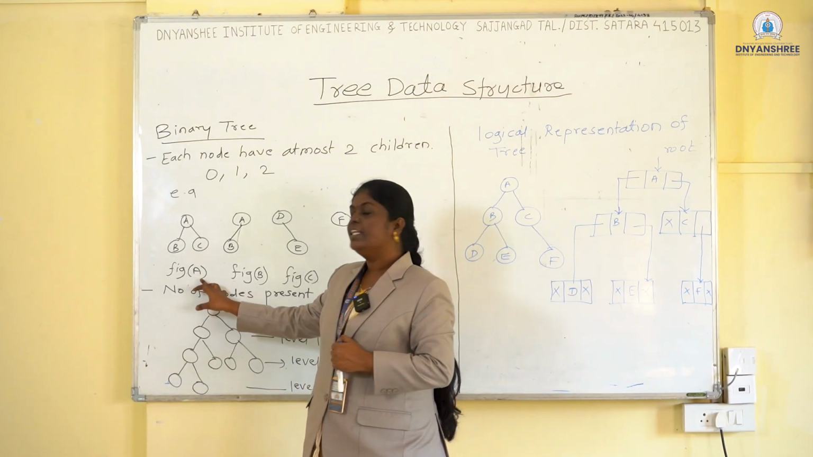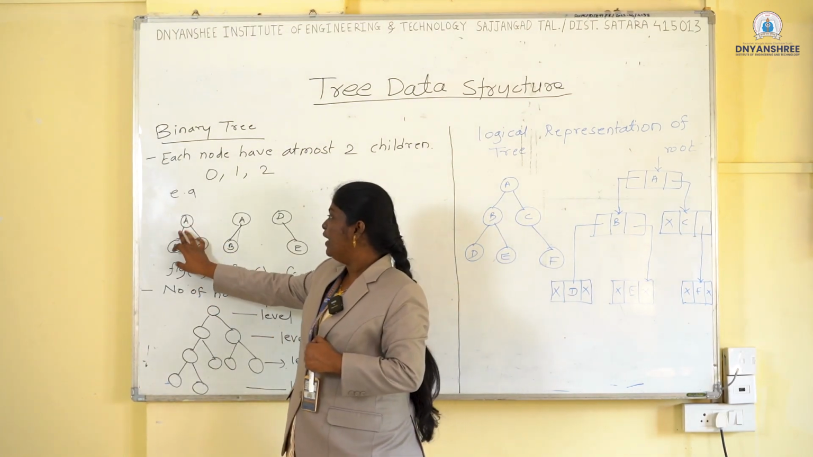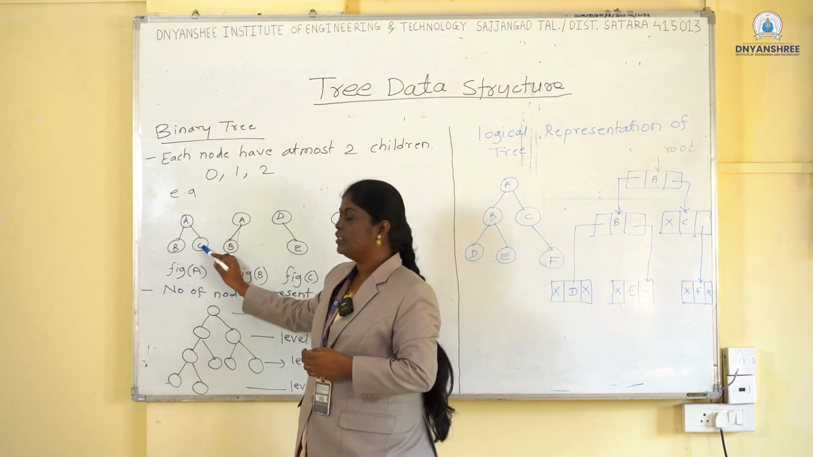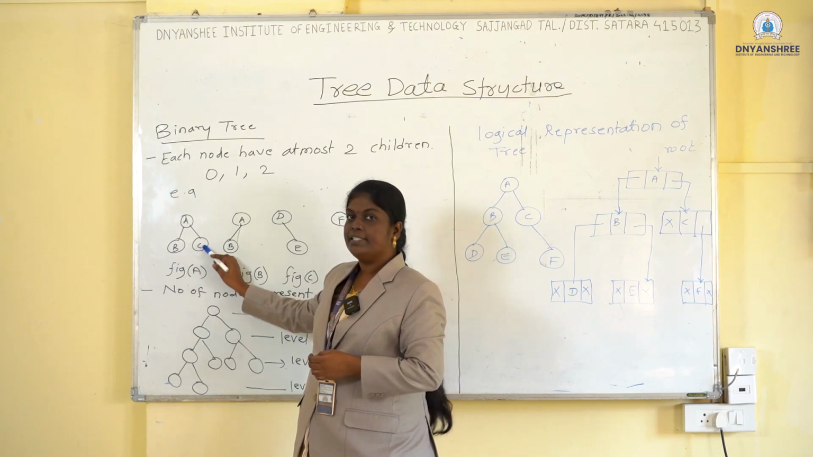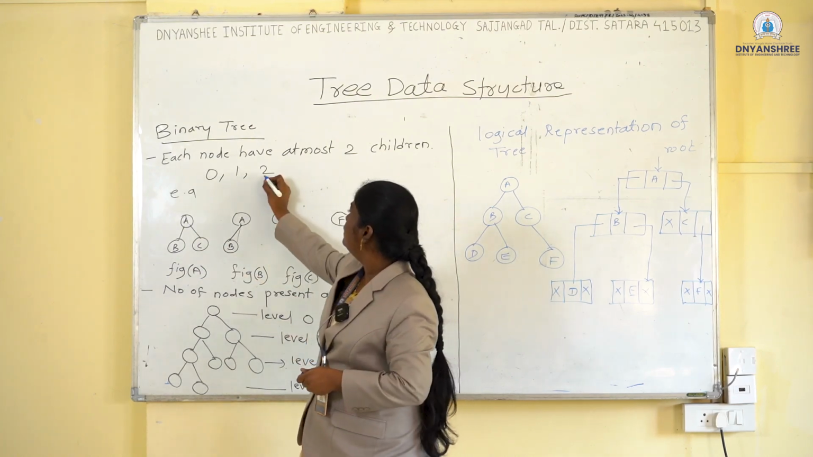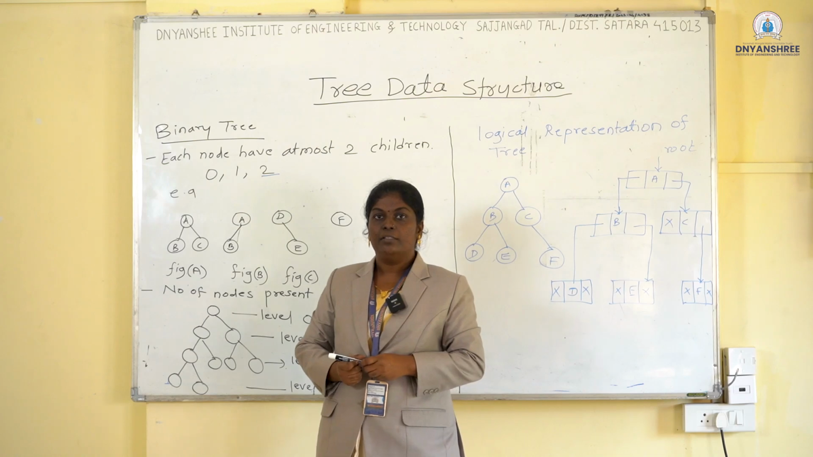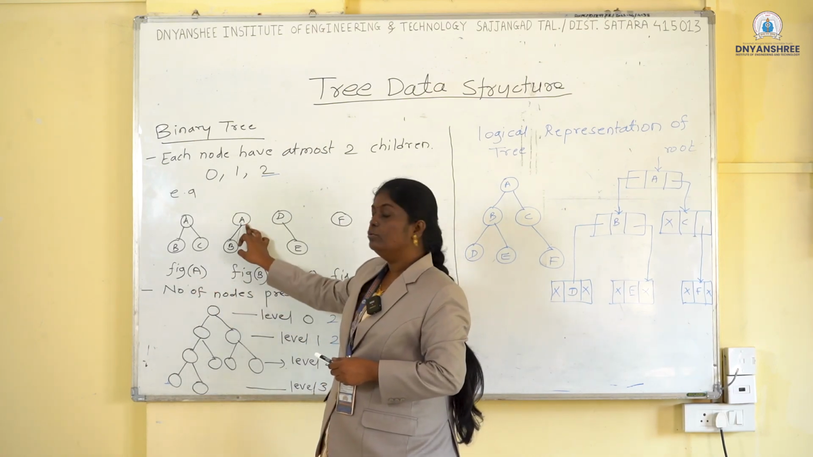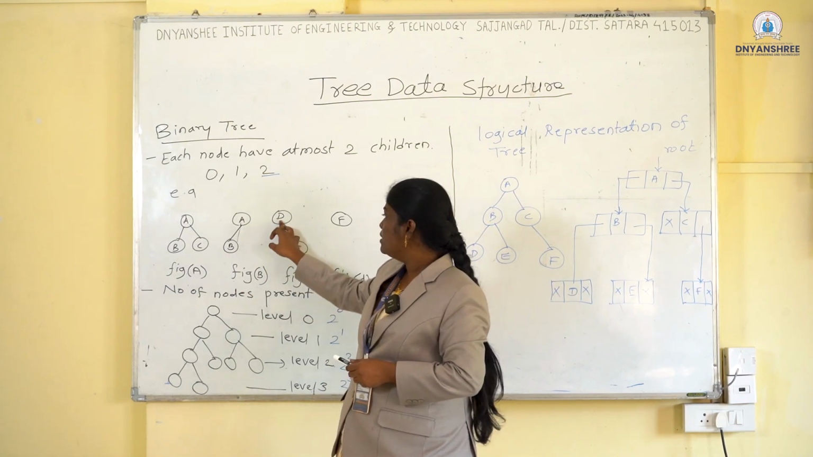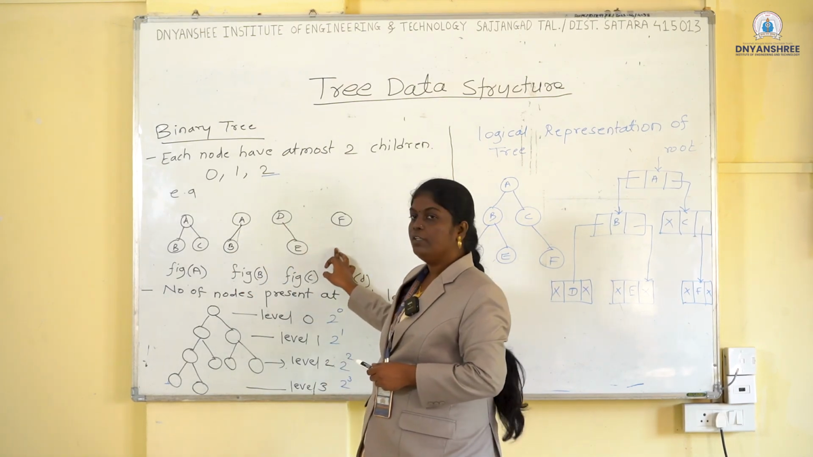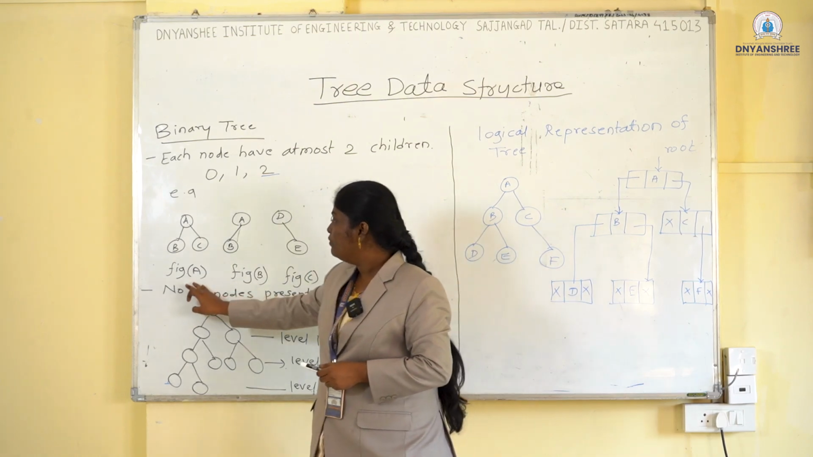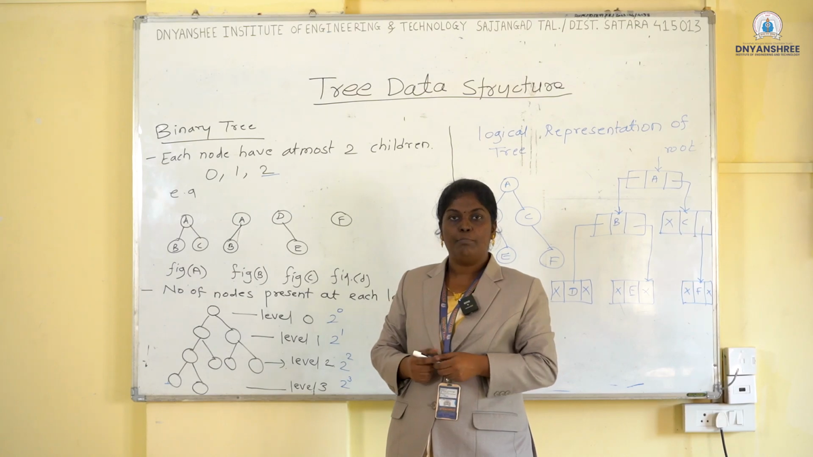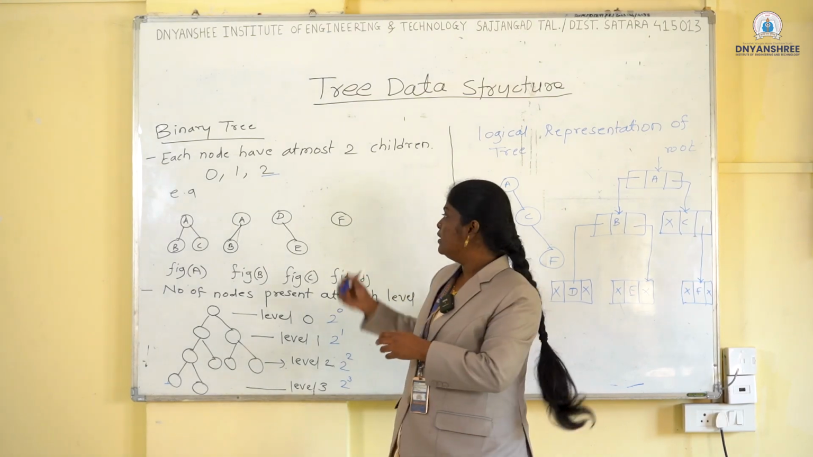In figure A, the root node is A and this node A has 2 children. B is a left child and C is a right child. So total 2 children, that condition is satisfied. That's why figure A is a binary tree. Similarly, in figure B, root node A has 1 child, this has 1 child and this has 0 children. So all the figures A, B, C, D follow the property of a binary tree. That's why these are binary trees.